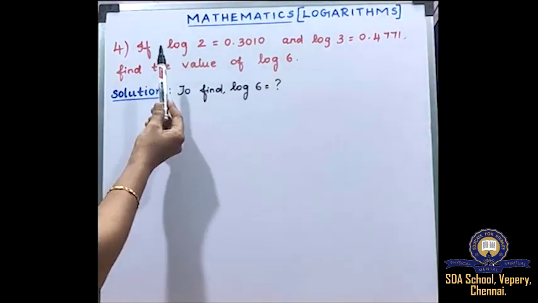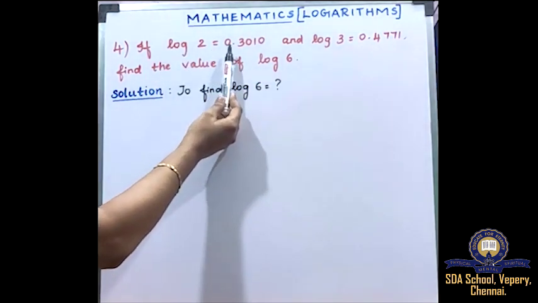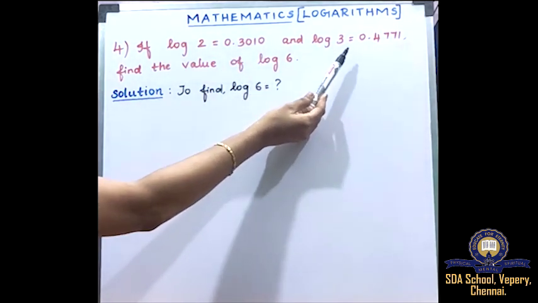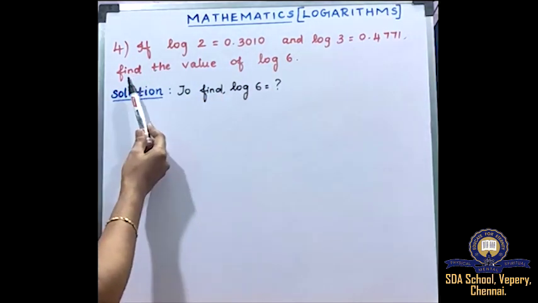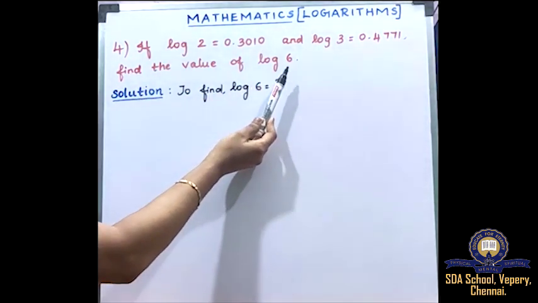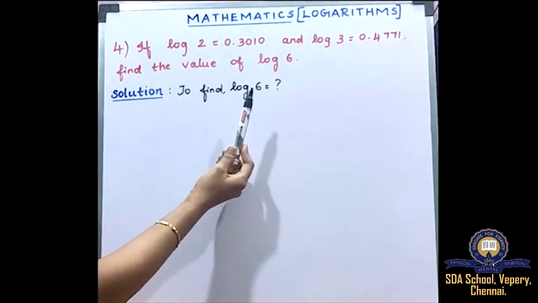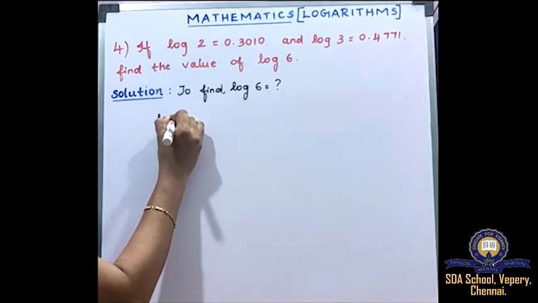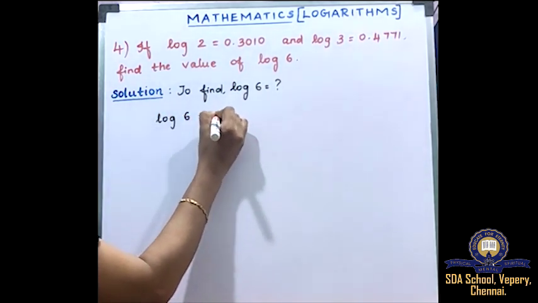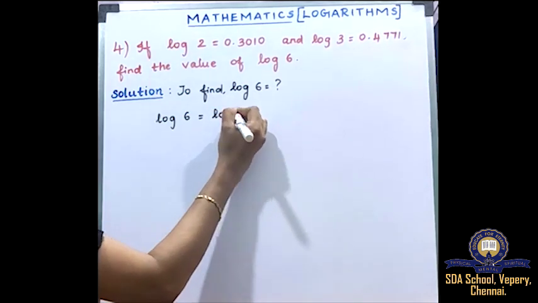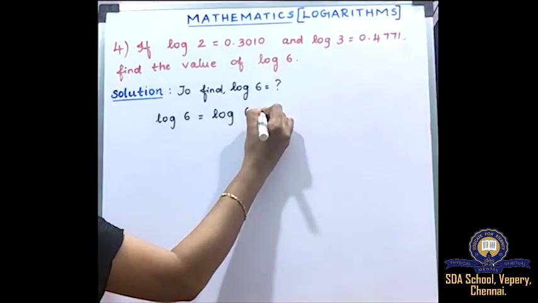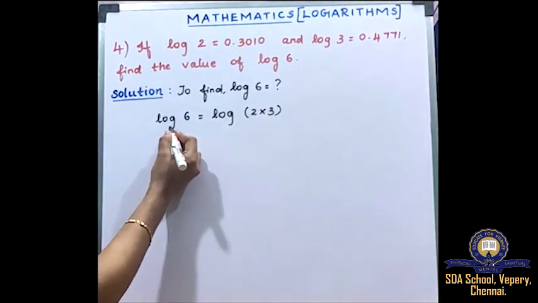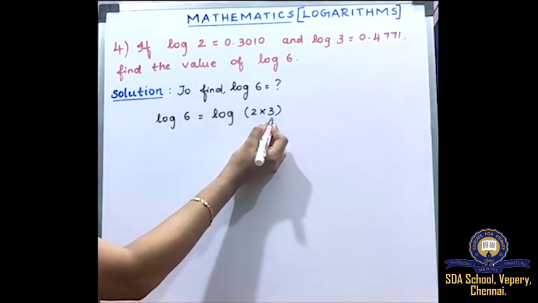So the next question is, if log 2 equals 0.3010 and log 3 equals 0.4771, find the value of log 6. So we have to find what is the value of log 6. Now the first step is, we can write log 6 as log 2 into 3, right? Since 2 into 3 is 6. So we are writing log 6 as log 2 into 3.